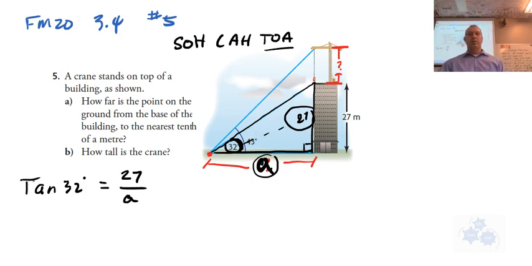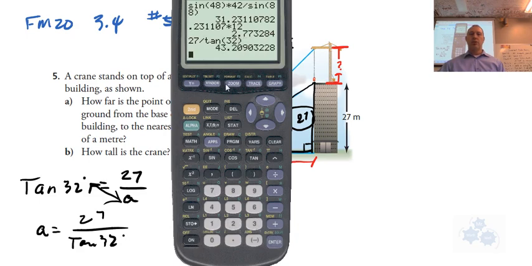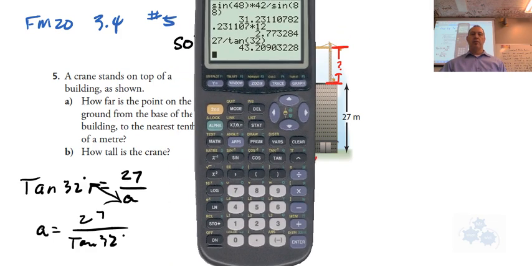If you manipulate this equation, multiply both sides by A, divide both sides by tan of 32, you get A equals 27 over tan of 32. And 27 divided by tan of 32. Is it easier to write just this instead of the second way you wrote it there?